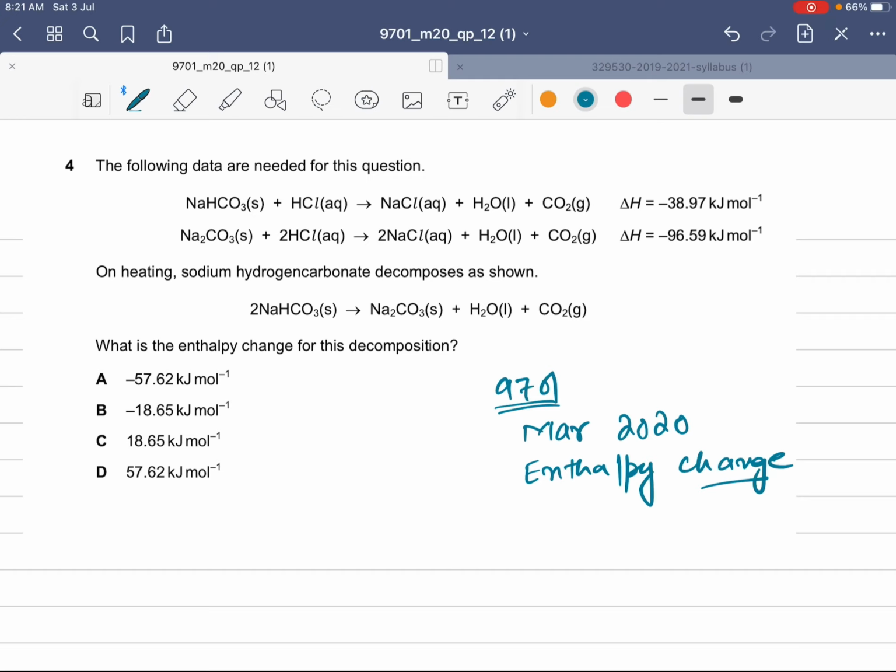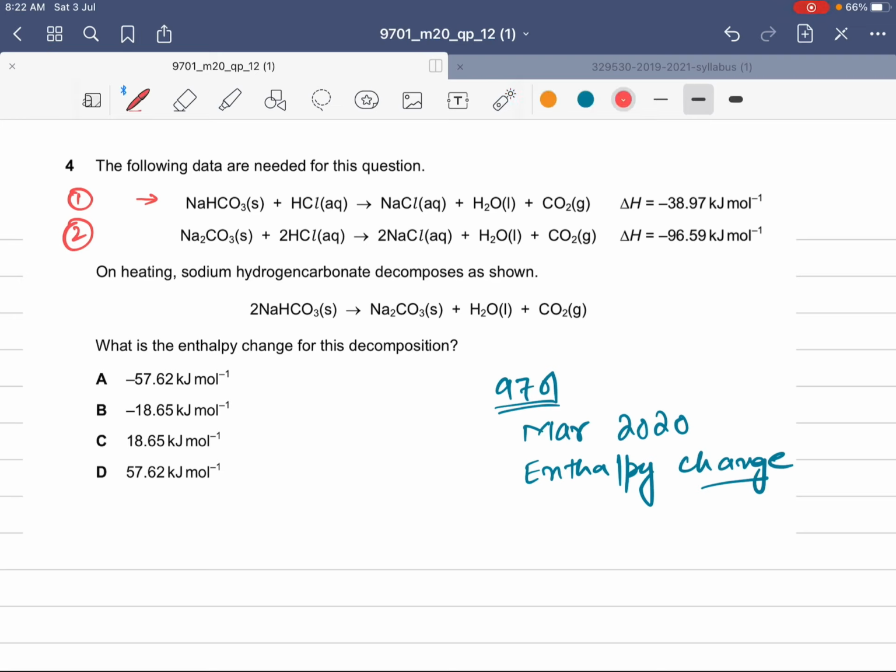Now in this question, they have given us two equations, right? There are two equations mentioned here. Let's just name these equations. This is equation number 1, this is equation number 2. In the first equation, sodium hydrogen carbonate reacts with HCl to give NaCl, water, carbon dioxide, and we have delta H for this reaction. Then we have sodium carbonate reacting with HCl, gives sodium chloride, water, carbon dioxide, and the delta H for this reaction is also given, right? So these two equations are mentioned in the question.